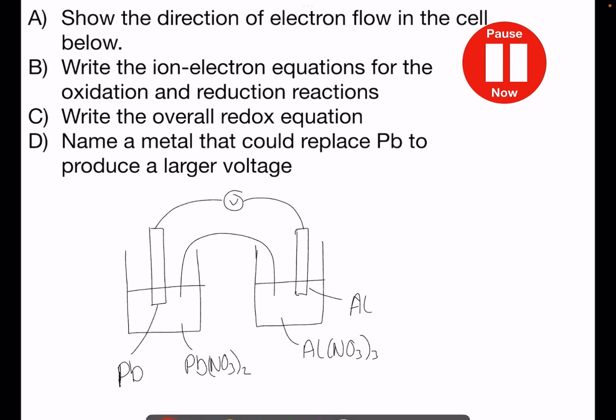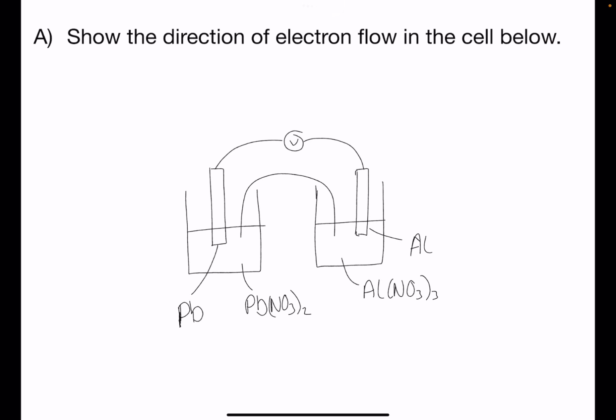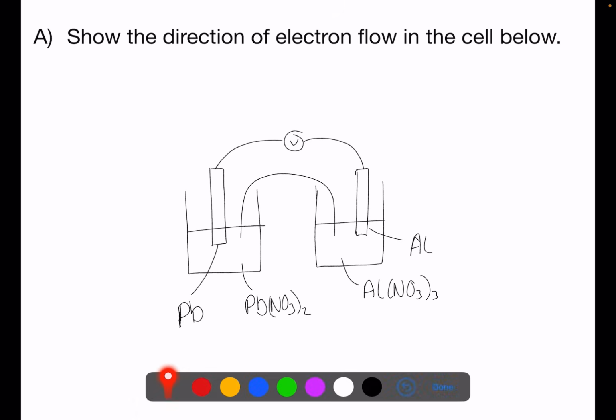Pause the video now and try this question. So here we need to show the direction of electron flow. So the electrons will always flow from more reactive to less reactive metal. If you look at page 10 of your data book, you'll see that aluminium is higher on the electrochemical series than lead. So the electrons will flow from aluminium to lead.